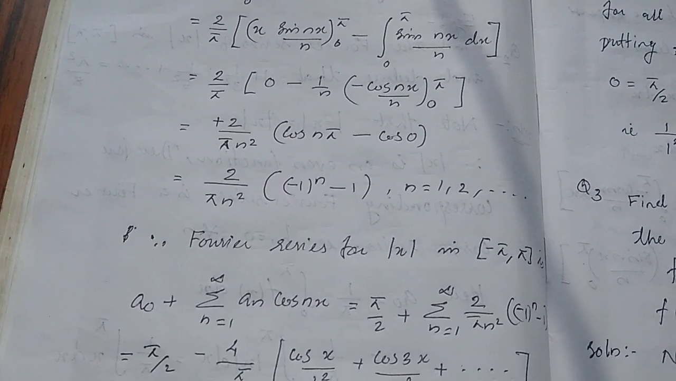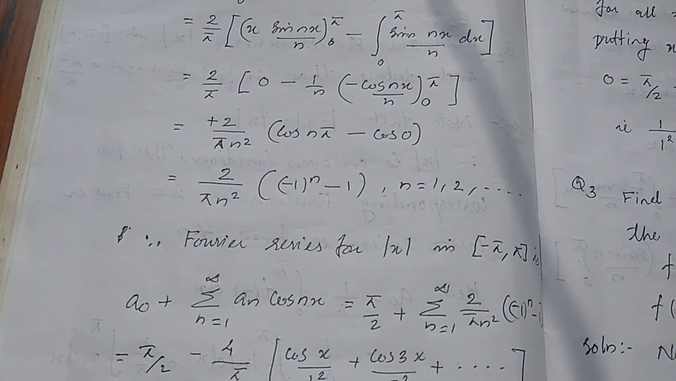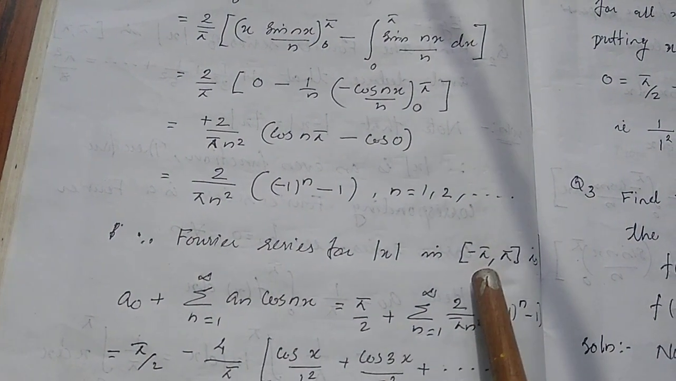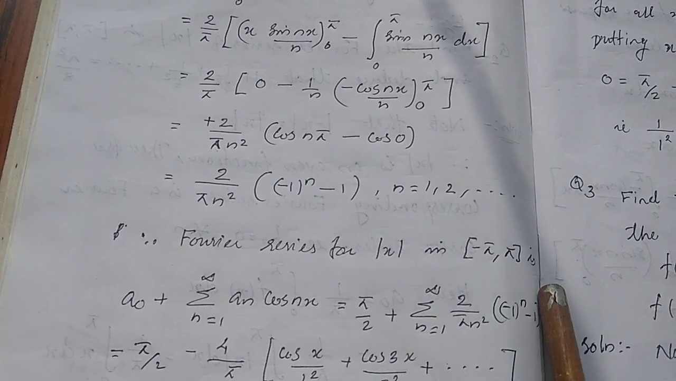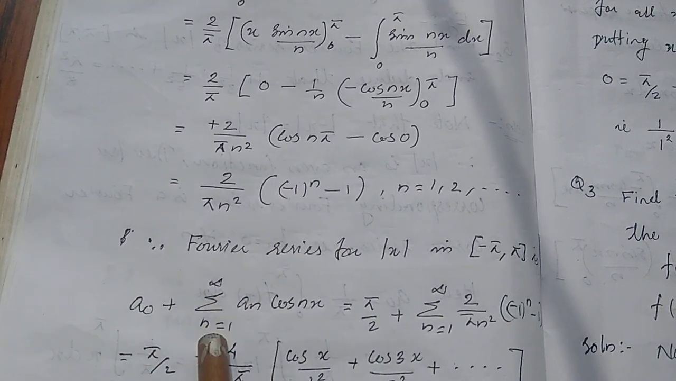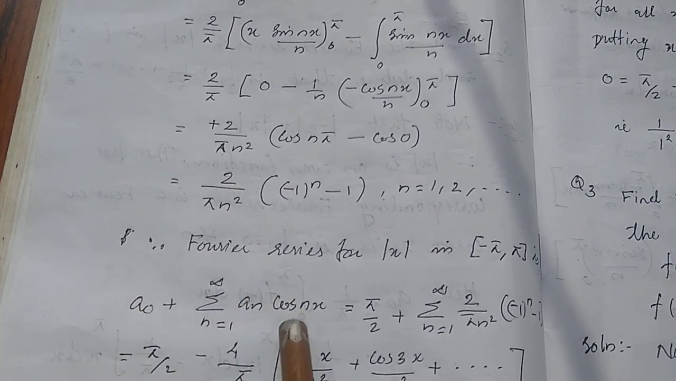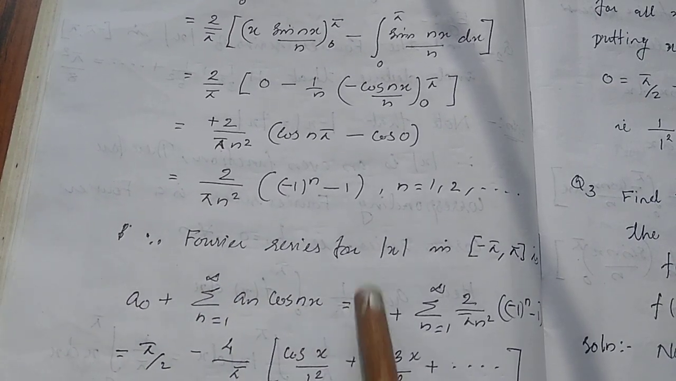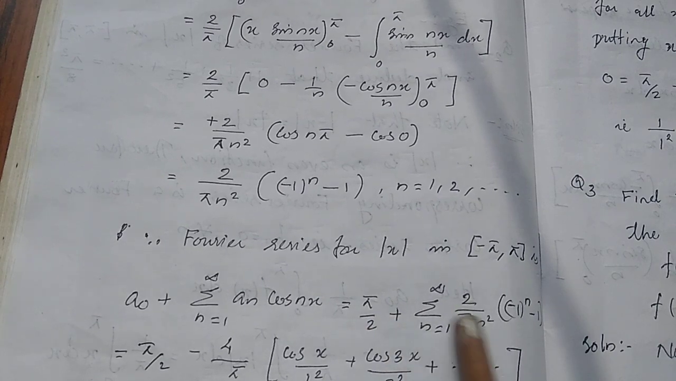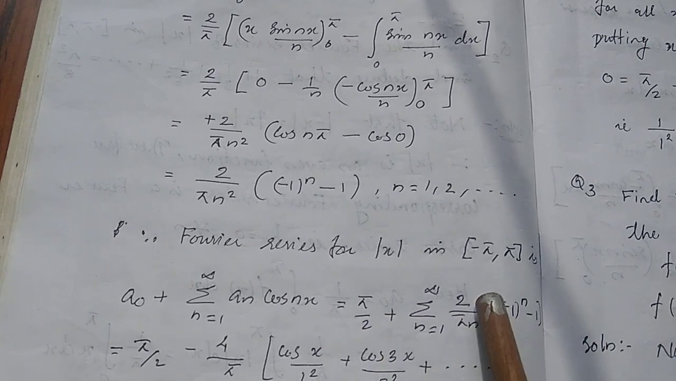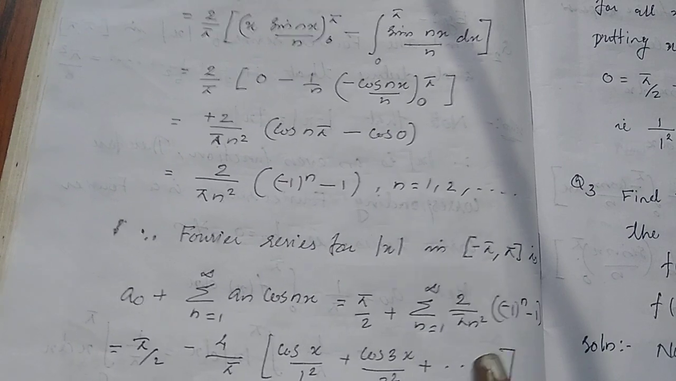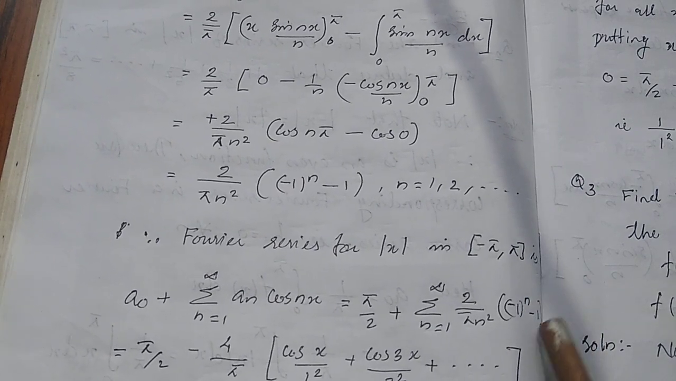Therefore, the Fourier series for mod x in the interval minus pi to pi is a0 plus sigma n equal to 1 to infinity an cos nx, that's equal to pi by 2 plus sigma n equal to 1 to infinity 2 by pi n square into minus 1 power n minus 1, times cos nx.